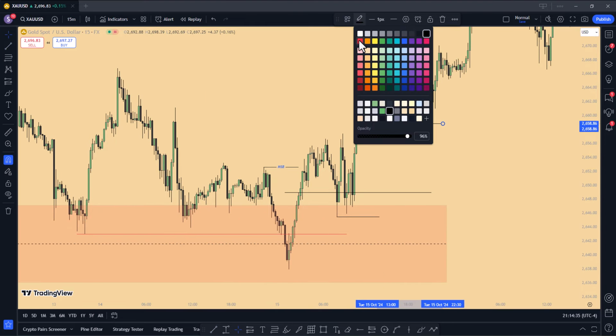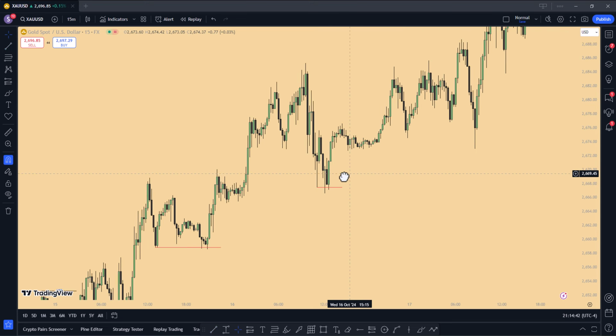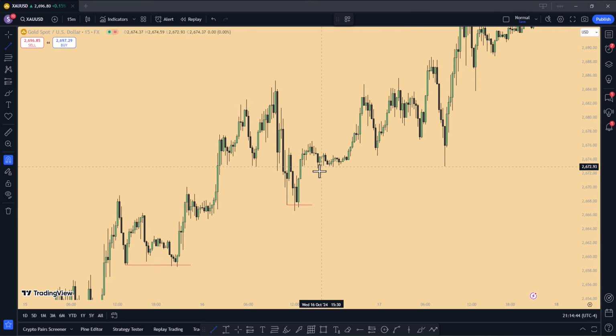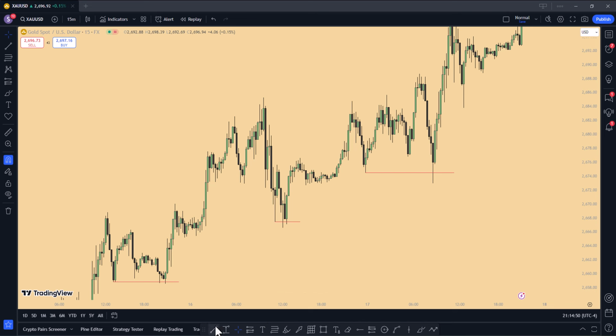Another sweep to continue the trend, right? Here's another sweep to continue the trend. I hope you can see it. Here's another sweep also to continue the trend. So I was looking at this morning, right?